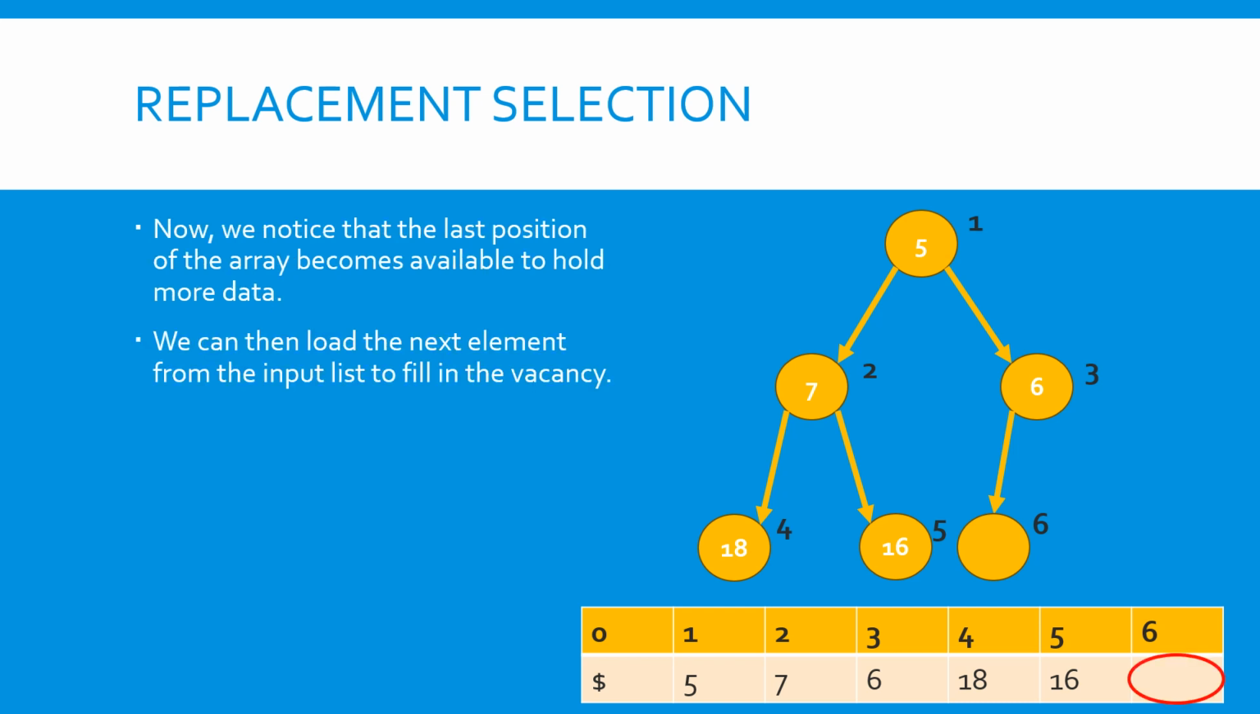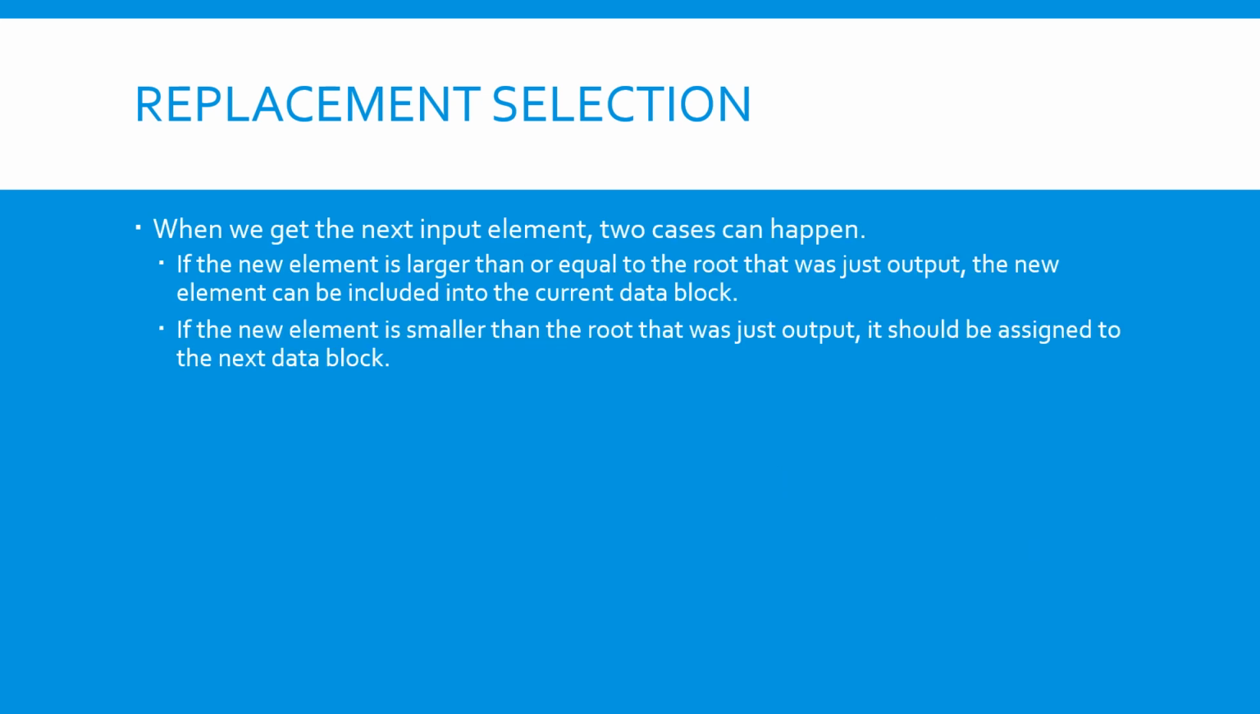Note that at this point, the last entry of the internal array becomes available. In this case, we can load in the next input element to fill the vacancy. When we put the new input element into the vacancy, two cases could exist. First, if the new element is larger than or equal to the root element that was just output, the new element should be written after the root element. Therefore, we can simply include this new element in the current data block.